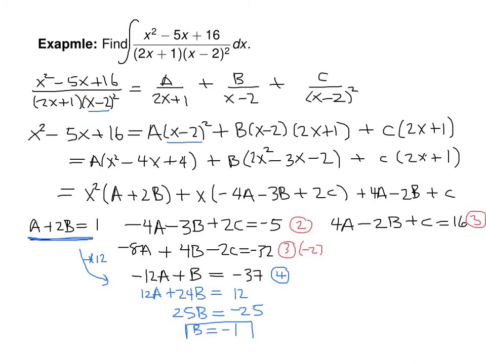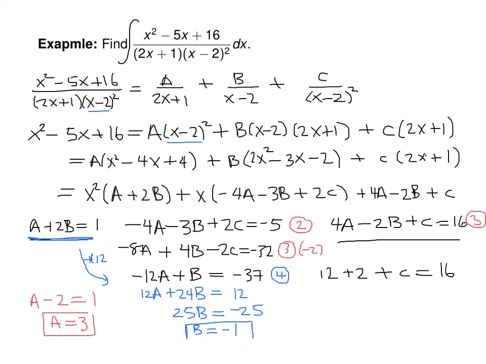All right, plug in b equals negative 1 into this first equation. That gives us a minus 2 equals 1. So a is equal to 3. And once you know a and b, go back to one of the equations that has a c. We can use this one. So 4 times 3 will give us 12, plus 2, plus c equals 16. So 12 plus 2 is 14. C will equal 2.